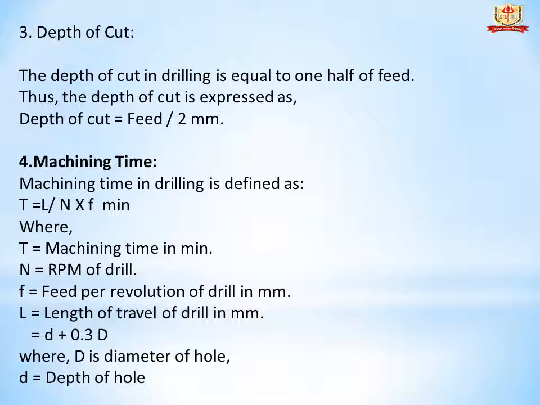Next parameter is machining time. Machining time in drilling is defined as T equals L divided by N into f, and the unit is minutes, where capital T is the machining time in minutes, capital N is the RPM of the drill, small f is the feed per revolution of the drill in mm, and L is the length of travel of the drill in mm, equal to d plus 0.3 into D, where capital D is the diameter of the hole and small d is the depth of the hole.